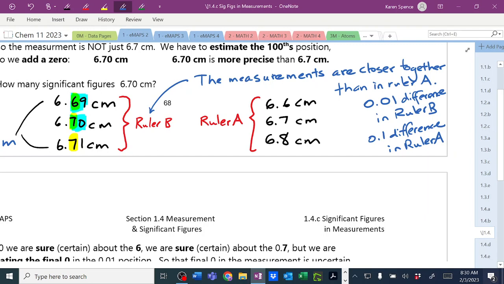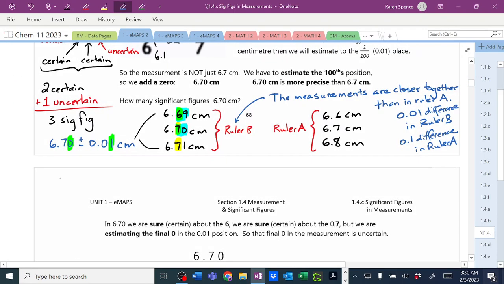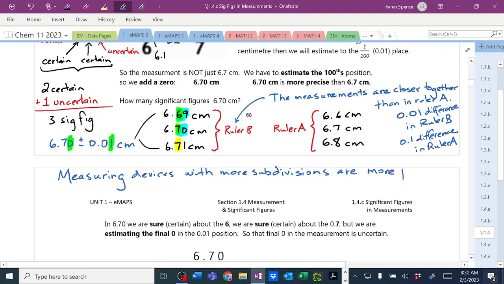All right, so if we want to have a more precise measurement, we should use a measuring tool with smaller subdivisions. Okay, so that is point number 1, and we will write that at the top of the next page. Measuring devices with more subdivisions are more precise. So if being precise is something important, pick a measuring tool that has more subdivisions.